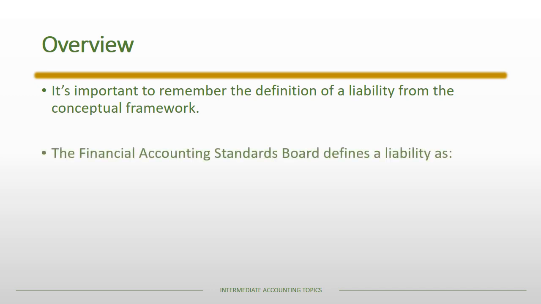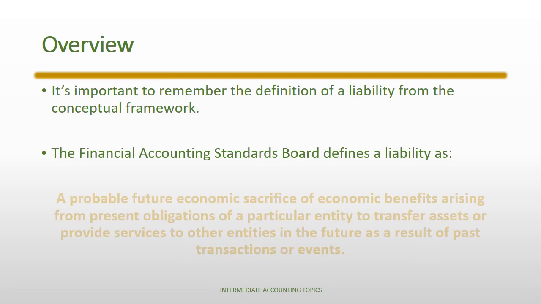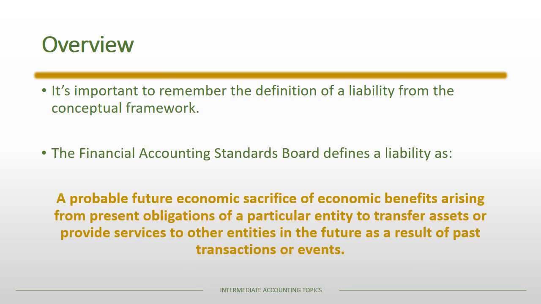So the Financial Accounting Standards Board defines a liability as a probable future economic sacrifice of economic benefits arising from present obligations of a particular entity to transfer assets or provide services to other entities in the future as a result of past transactions or events. It's a mouthful of a definition, but that is actually what the standard lays out as a definition of liability.